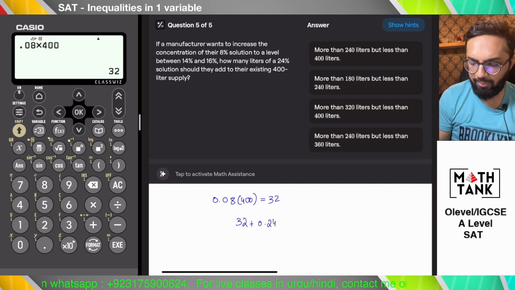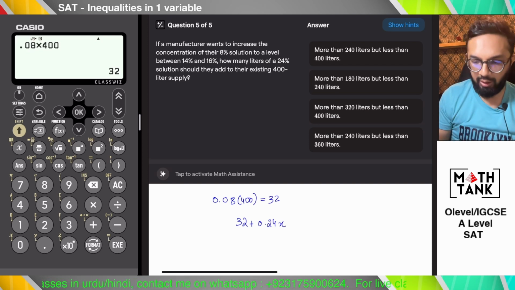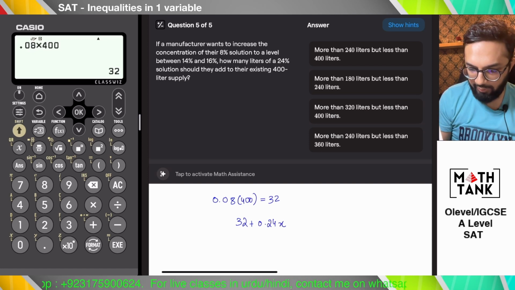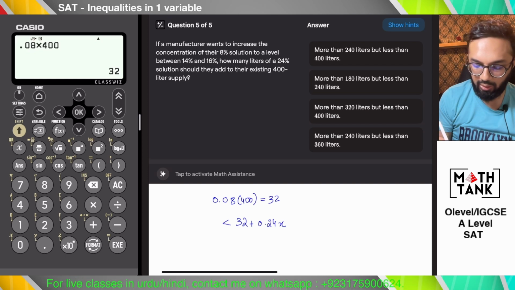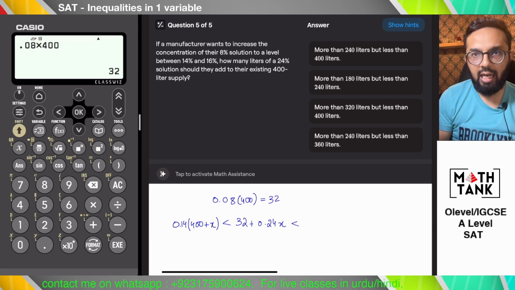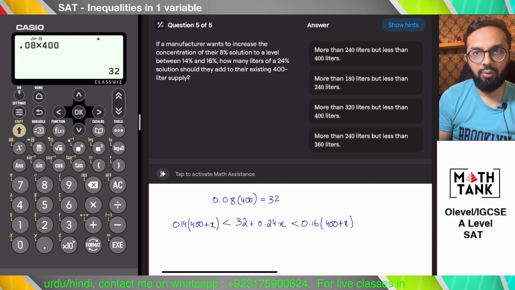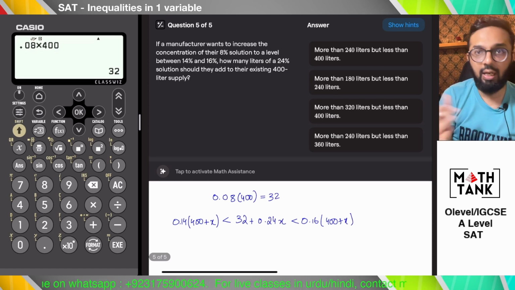So I'm adding 0.24 of some quantity x of a new solution. Okay, there's a new solution that's 24% concentrated. What overall concentration do I want? I want an overall concentration of 0.14 of the total. Okay, so 400 plus x, 400 was an existing quantity, I had an existing 400 liters of the solution, and I want this to be 0.16 of 400 plus x. So it's a difficult question to understand. Please make sure that you understand it properly.